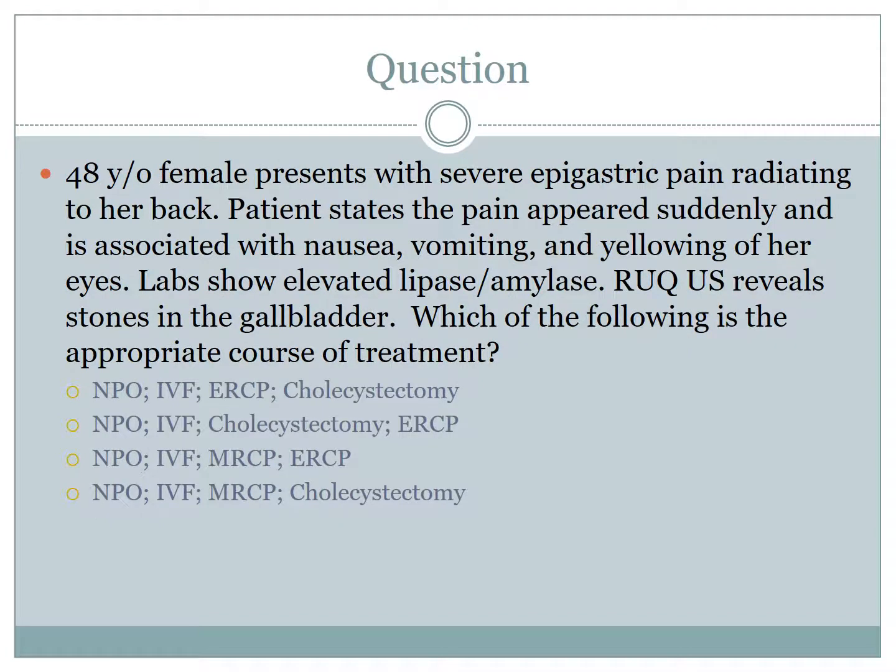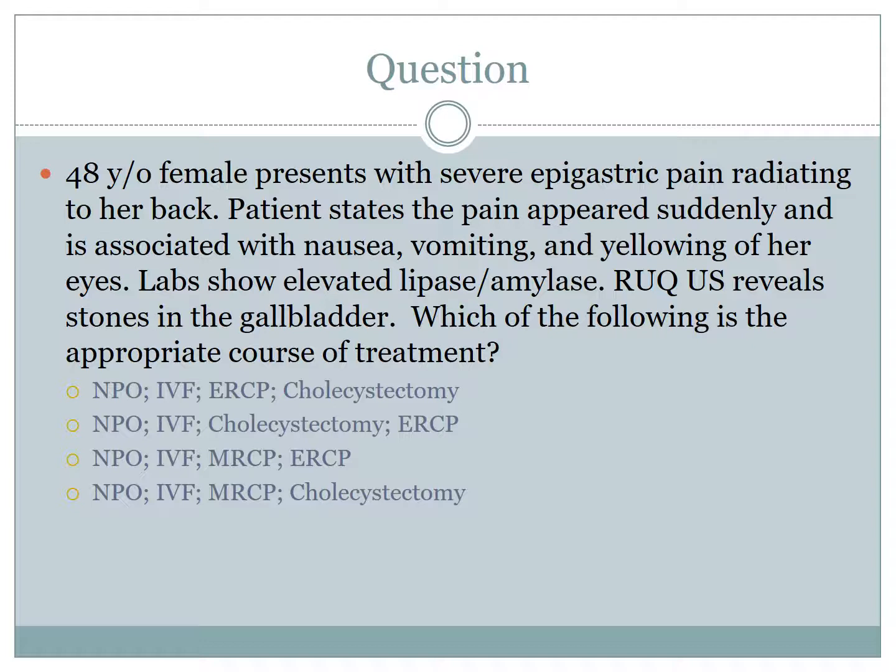All right, I think this is the last question. A 40-year-old female presents with severe epigastric pain radiating to her back. The pain appeared suddenly, associated with nausea, vomiting, and yellowing of her eyes. She has an elevated amylase and lipase. An ultrasound reveals stones in the gallbladder. Which of the following is the appropriate course of treatment?